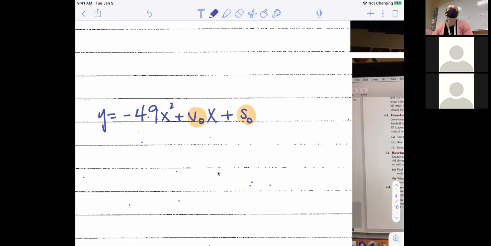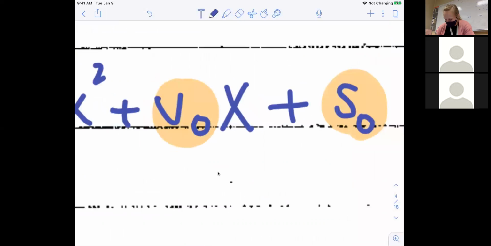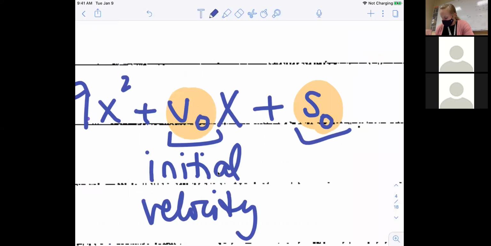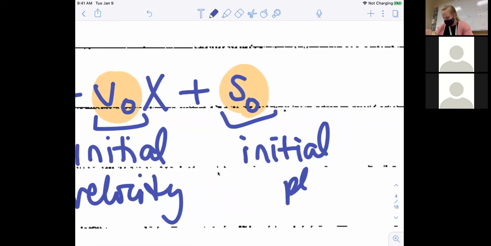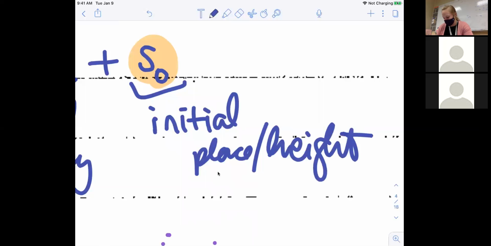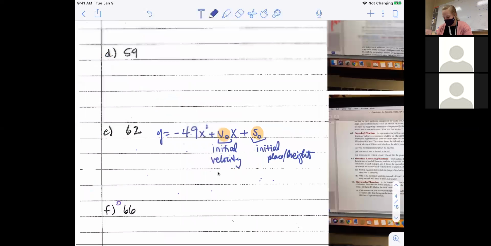The v0 means initial velocity. So if it has a subscript of 0, it means it's initial or where it is at the start, and the v stands for velocity. So I'm going to zoom in and write that real quick. Initial velocity. And then s0, I don't know what the s stands for in physics, but I've always called it like initial place or initial height. In this case, it's height, but sometimes it's like its placement, so whatever makes you happy.